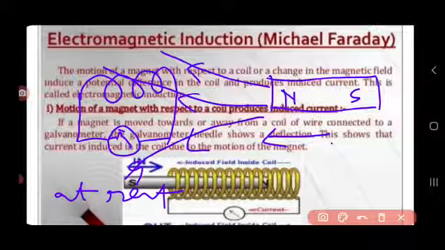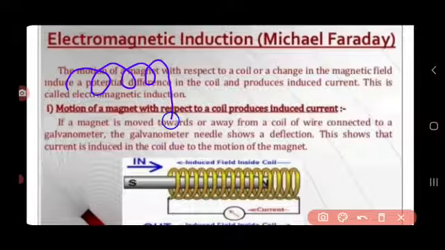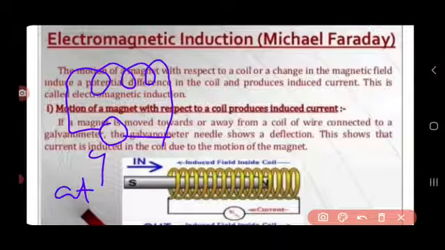In the next case, he again kept the coil at rest and moved the magnet away from the coil. So as the magnet is moving away from the coil, the number of magnetic lines of force passing through the coil is decreased, and as magnetic field lines decreased, flux is changed, and when flux is changed, then current is induced in the coil, and the galvanometer shows sudden deflection.